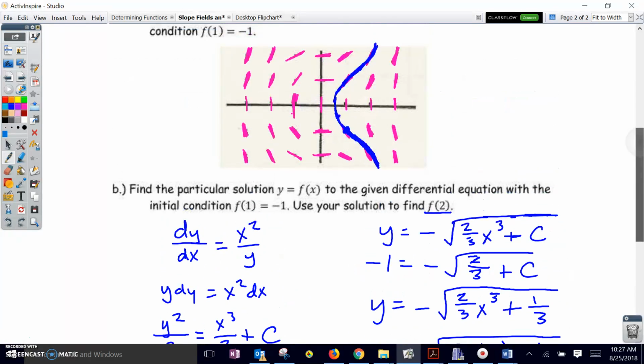And I missed it by a little bit. But it means that this curve should actually curve underneath this slope line right here. But we were pretty close. Alright. That's the end of that example.